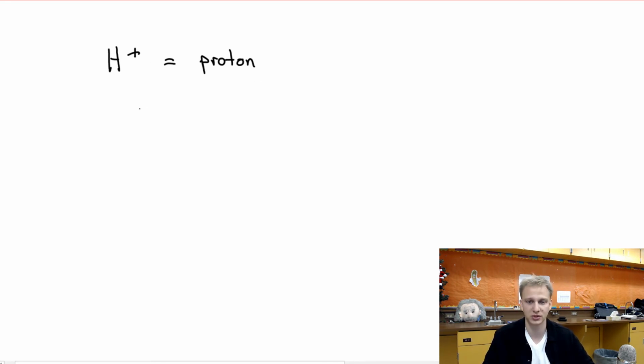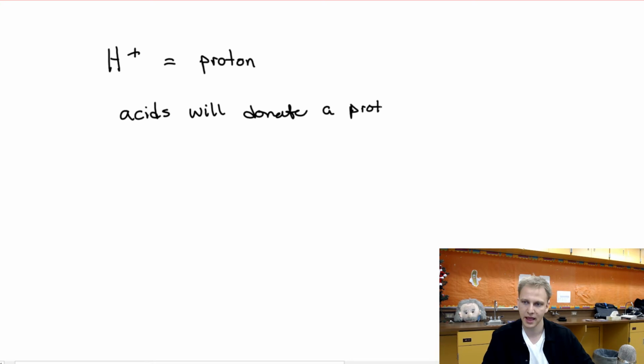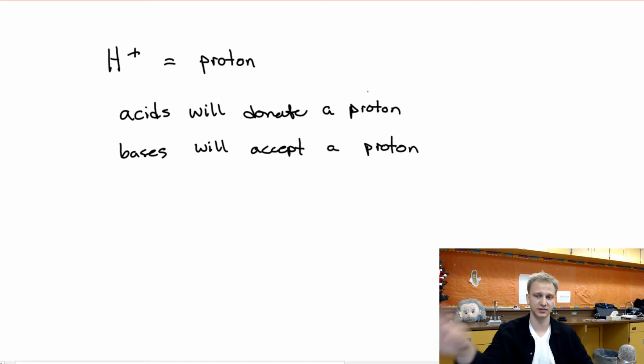And we called that a proton. And so what we said is that acids will donate a proton. And the other rule that we said is that bases will accept a proton. And so what we're going to see is that when we put an acid and a base together in some sort of reaction, the acid will give its hydrogen over to the base. And when we move over to the product side, we'll see that that hydrogen has moved.